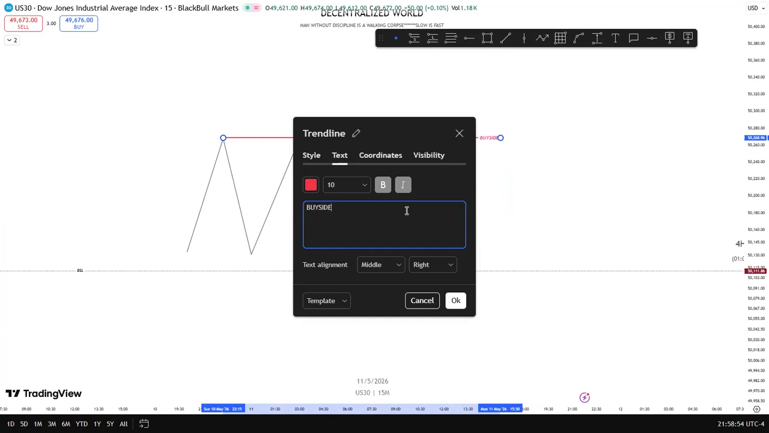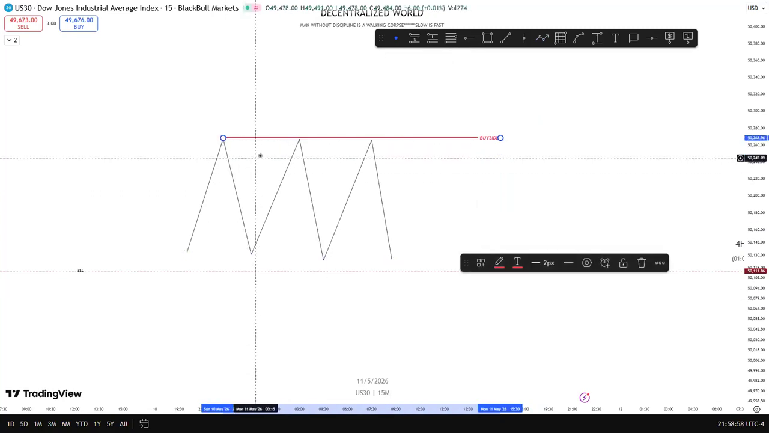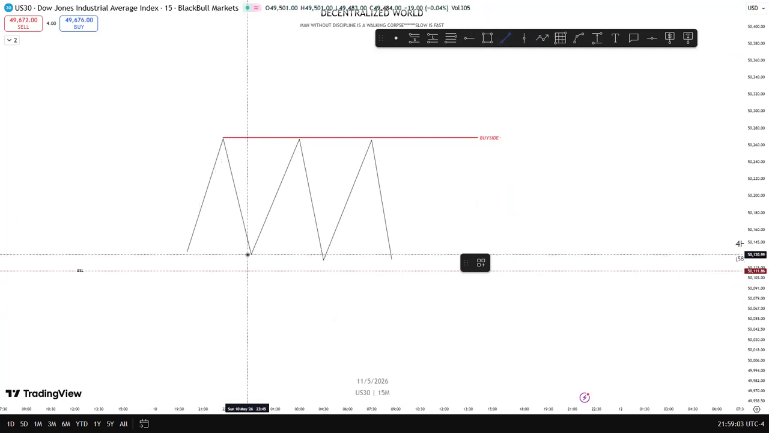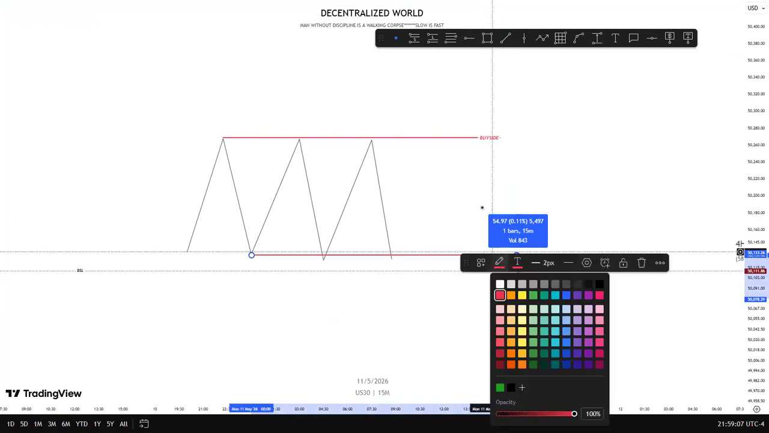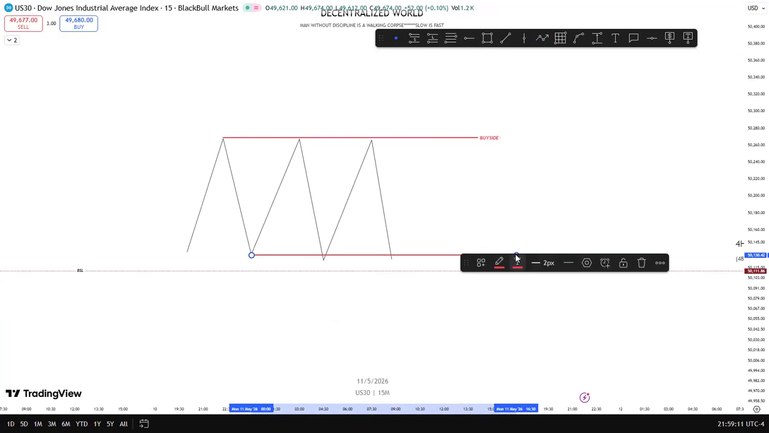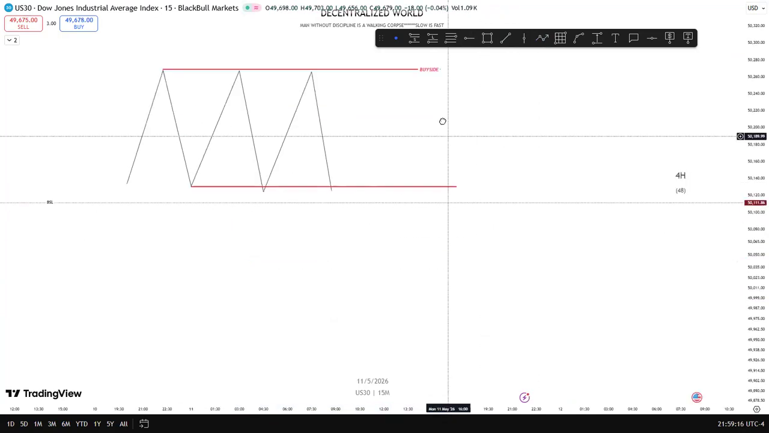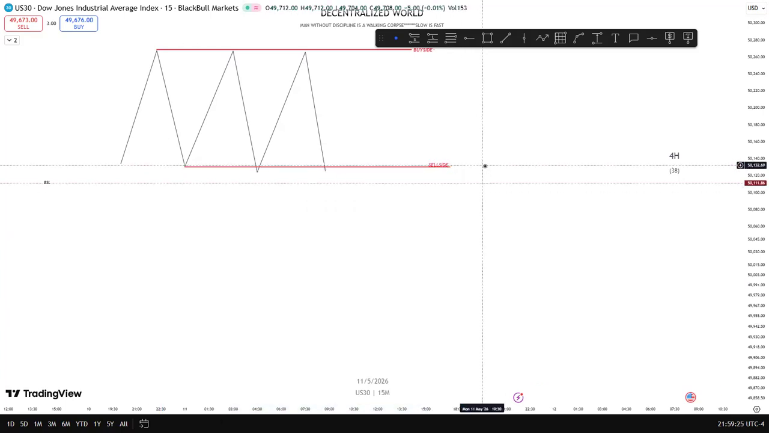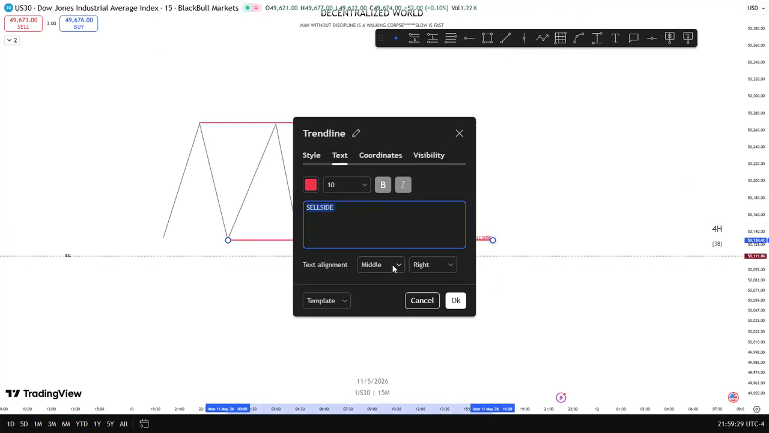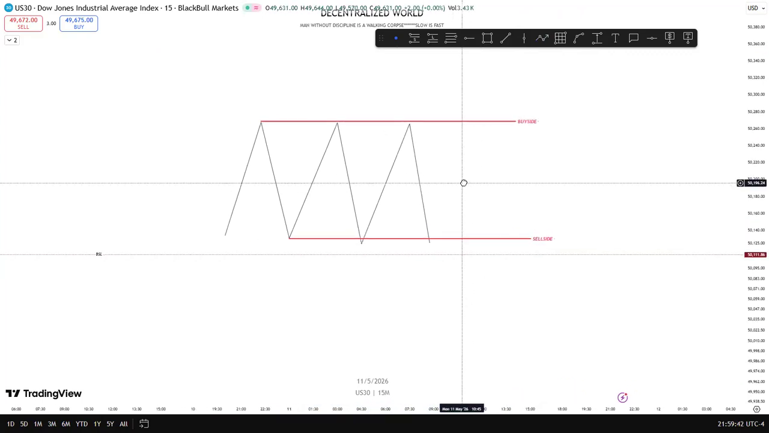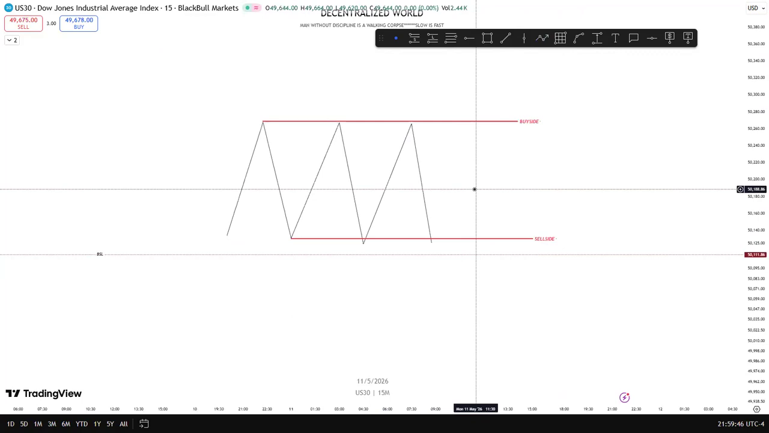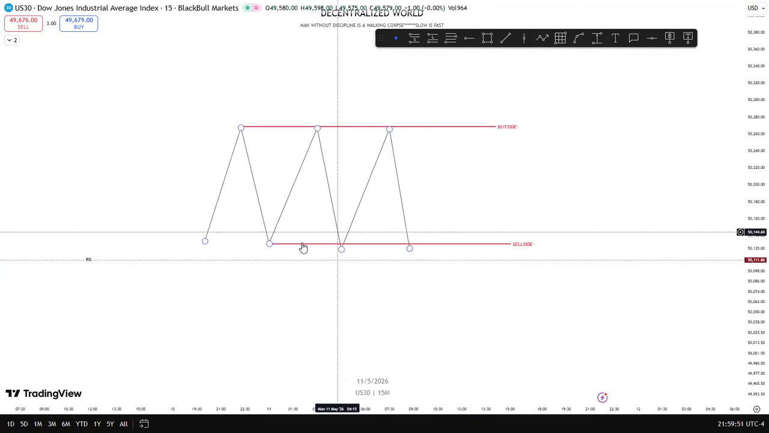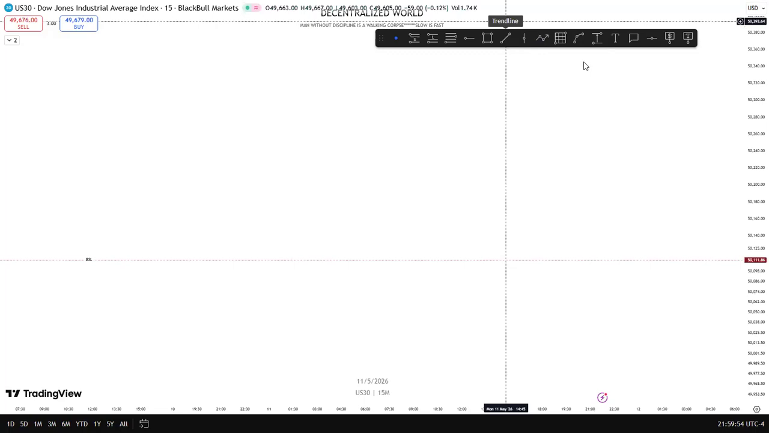Buy side liquidity was liquidity resting above previous highs, and sell side liquidity is liquidity resting above previous lows. So that being said, let's proceed to external and internal.